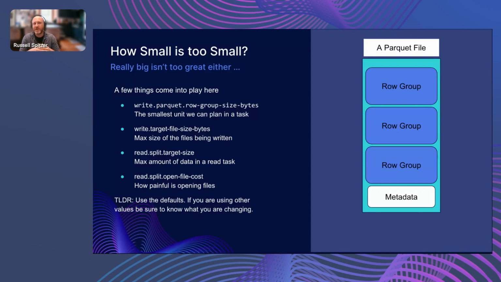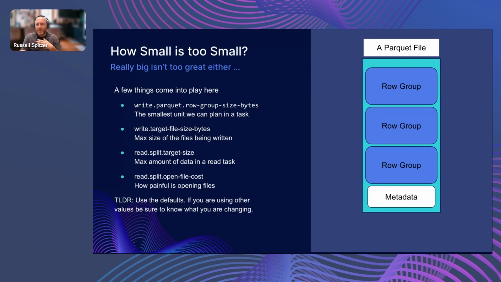So that's what write target file size bytes is. Now, note again that I've written here that this is the max size of the file being written. This is the maximum size. Now, as we talked about before, the smallest unit we can plan is a row group. So we probably want our max file size to be a multiple of our row group size. Now that controls kind of the right side of things. We're going to be writing these basically packages, and inside each package are several row groups. Those row groups are basically independent.